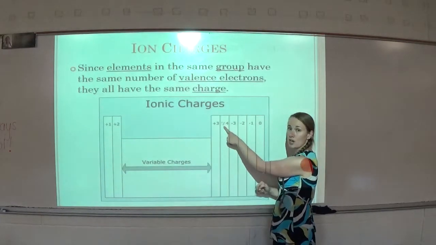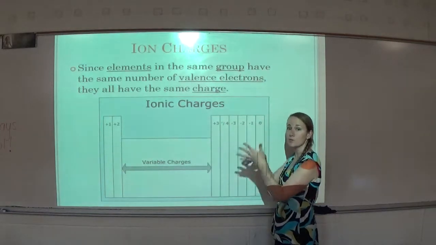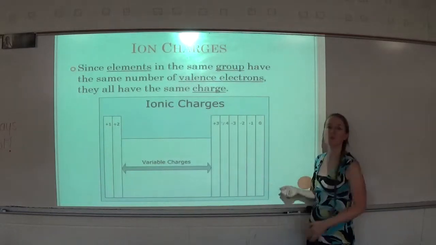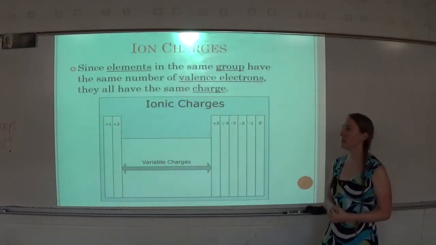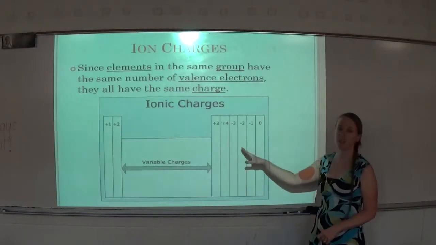This right here, I know it's probably hard to read, is plus/-4, because remember, that group could lose or gain 4. Then -3, -2, -1, and then of course noble gases are 0. Okay, so make sure you not only know how many valence electrons each element has, but you can tell the charges too.